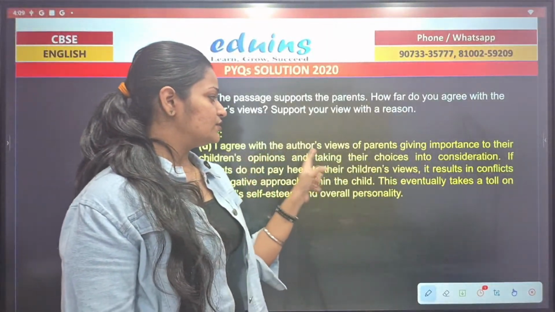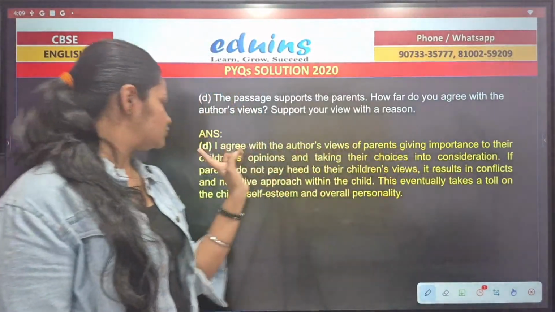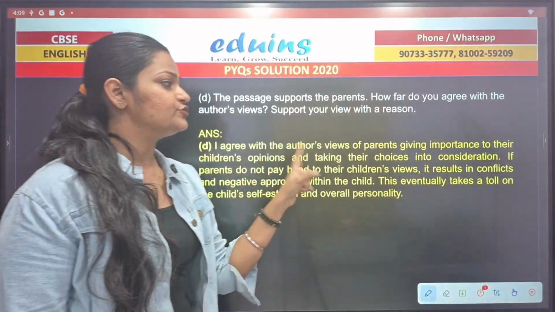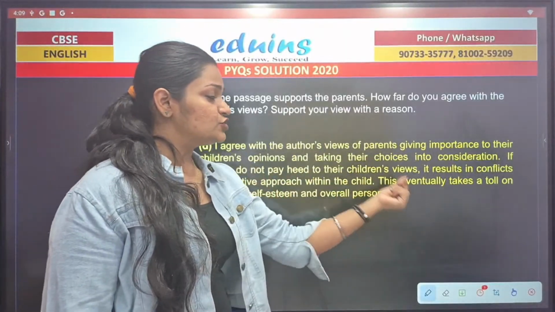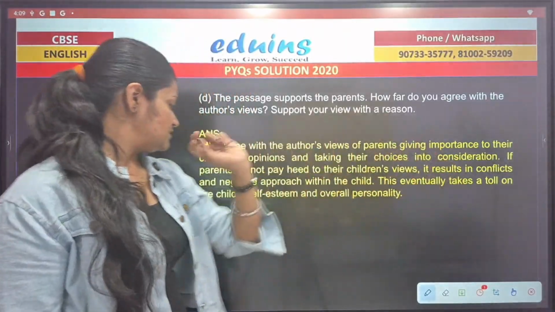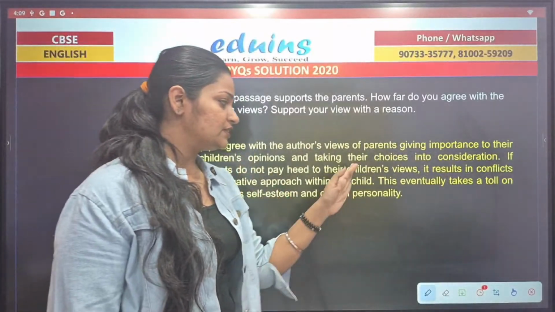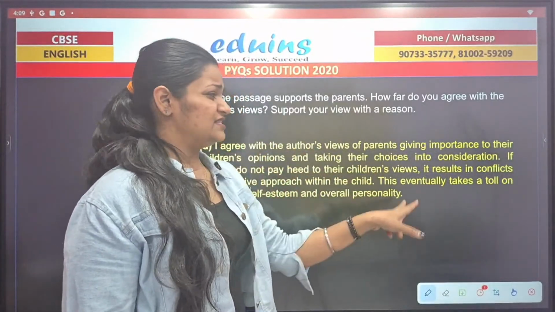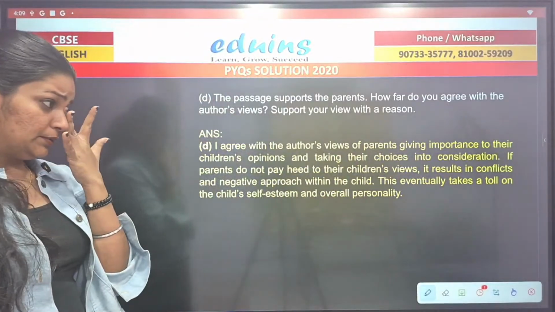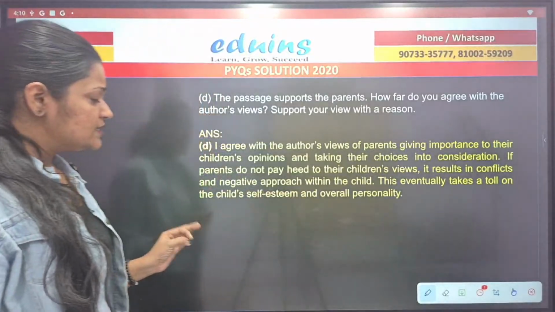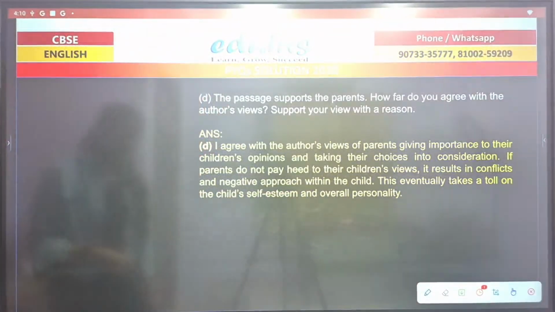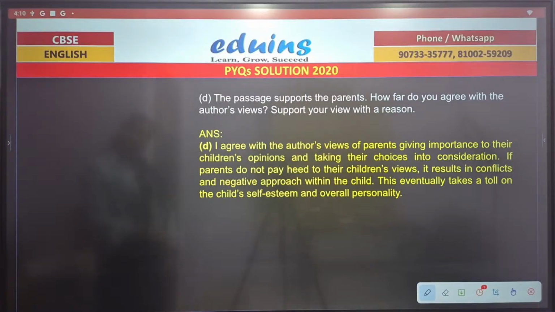I agree with the author's view of parents giving importance to their children's opinion and taking their choice into consideration. If parents do not pay heed to their children's view, it results in conflicts and a negative approach within the children. This eventually takes a toll on the child's self-esteem and overall personality. Understood? So if you want to support the reason, and it is also up to you, if you have another view, you can support your view as well.